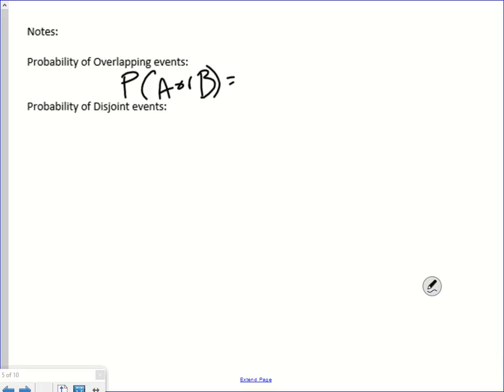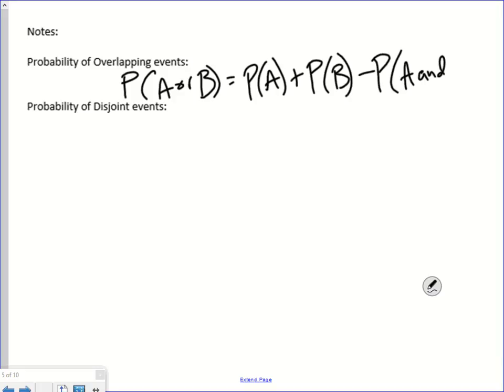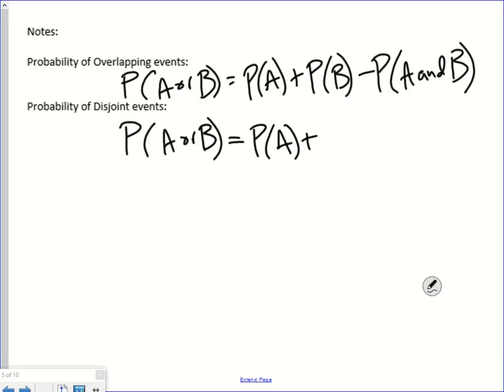So the probability that A or B happens when we've got overlapping events is probability of A plus probability of B minus probability of A and B. And you'll see how this works as soon as we get into using it. And then the probability of disjoint events, probability of A or B, is very similar. We just don't have to subtract the term at the end.